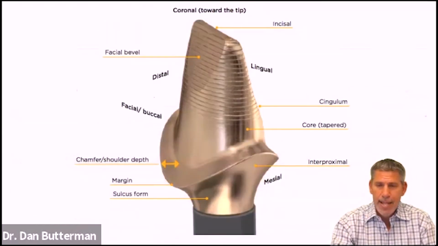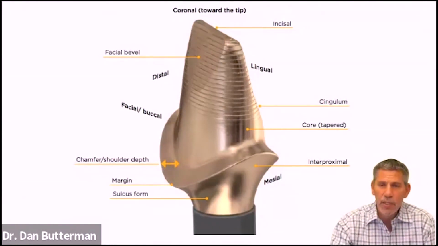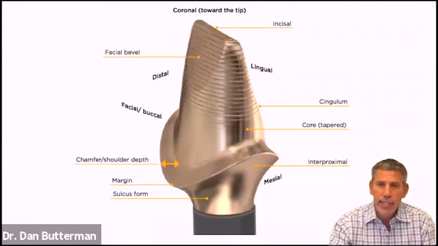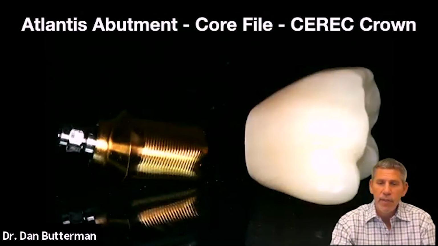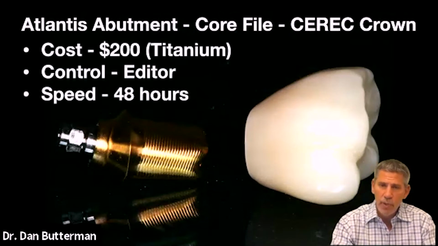For those of you that haven't used an Atlantis abutment, it's insanely good. Those are the best custom abutments on the market. The contours, you can have either a titanium, you can have gold colored titanium, or you can have a zirconia abutment. So the premise behind all of this is that you're going to order that abutment from them via a scan, and that abutment is going to cost about $200. They're going to send you a core file, and that core file, again, you can make in-house. You can send it to your lab, or you can just have Atlantis make the crown for you.